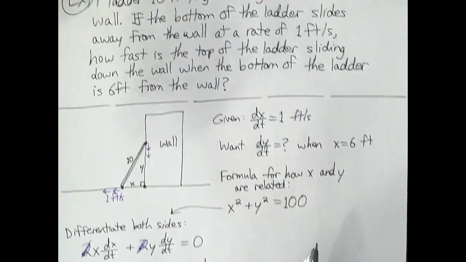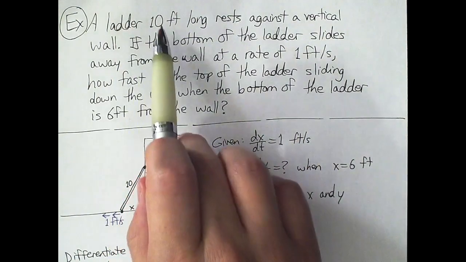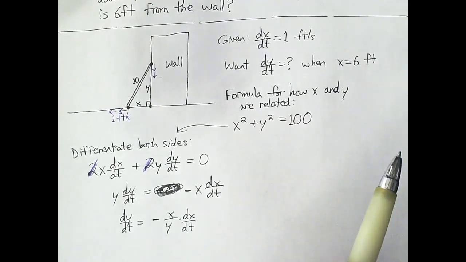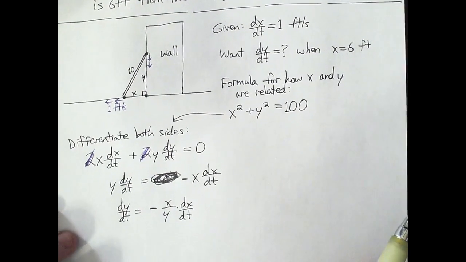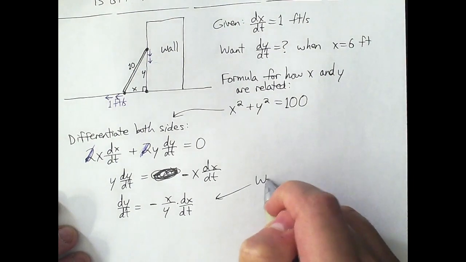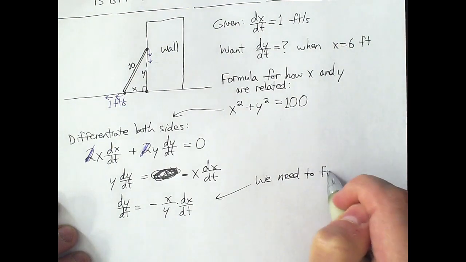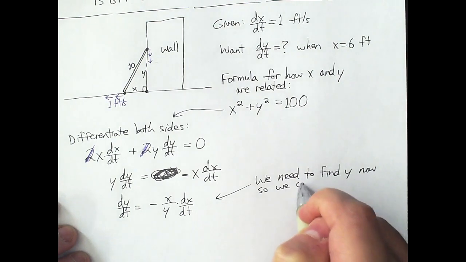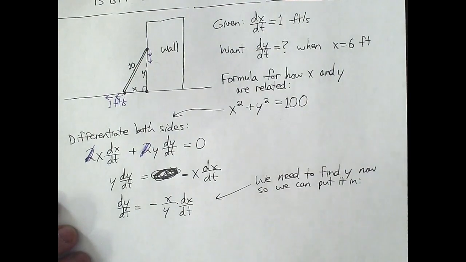You could look back up at the problem and say, did they give us y somewhere? No, they only gave us the 1, they gave us the 6. The ladder's 10 feet long, but that's not y. So they didn't give us y. So it's kind of like that previous problem where we had V, I, R and we didn't really know what R was. We need to find y now so we can put it in. How do you think we're going to find y?